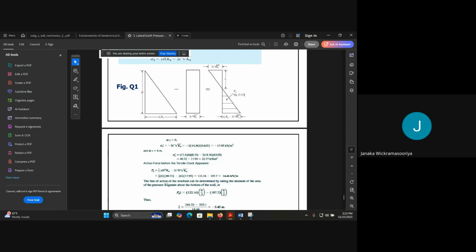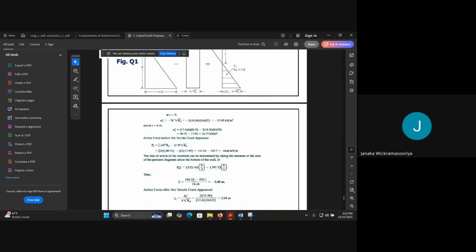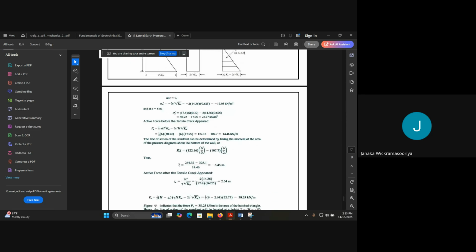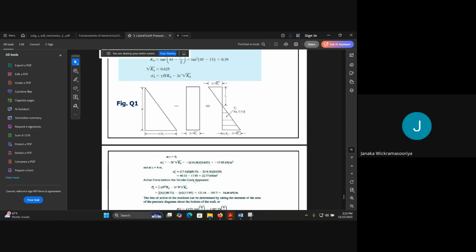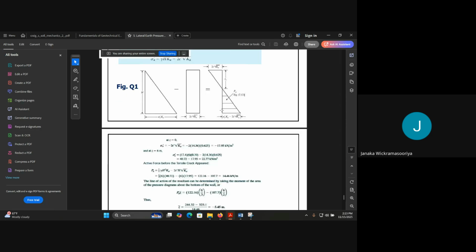So you can determine this active force before the tension crack appeared. This is the area. Area means half times this height times this base. Oh, this is this base times height. So that is what is here. Just come up to that point, and I will explain how to find the line of action.